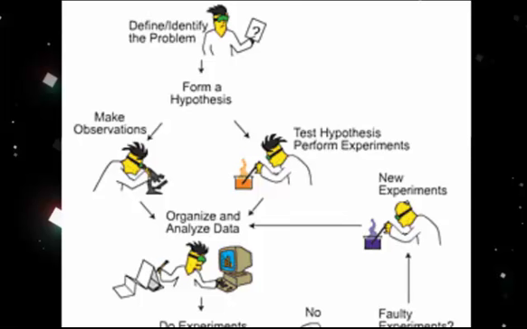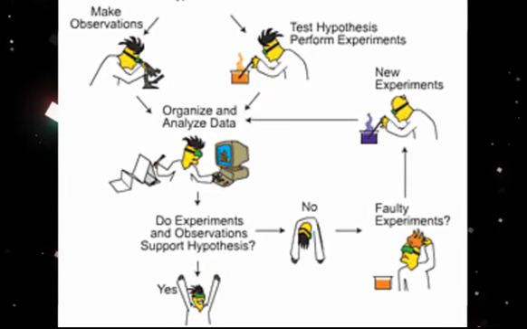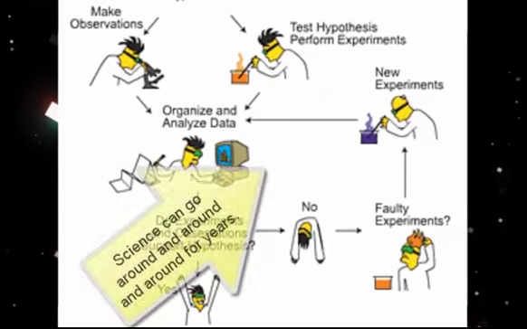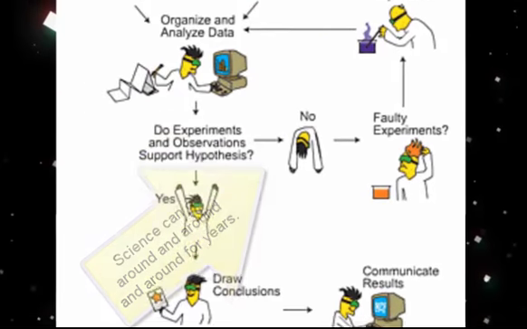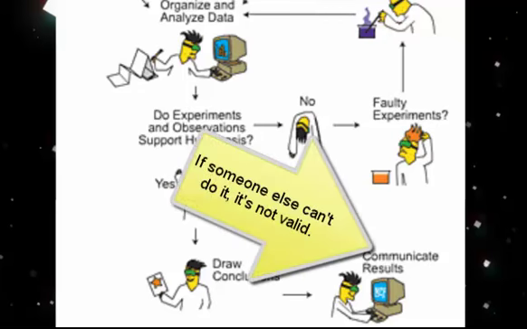And if the observations don't support the hypothesis, you have to check if your experiment's faulty, do a new experiment, go back around. If it does support it, you draw your conclusions and communicate your results to other scientists. That's very important. Other scientists have to be able to replicate the results. If you don't communicate them, it doesn't become part of the official scientific body of knowledge.